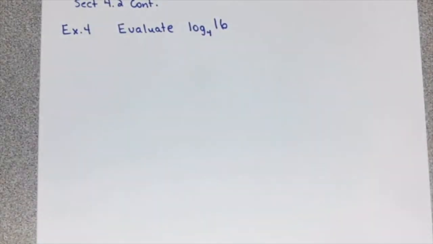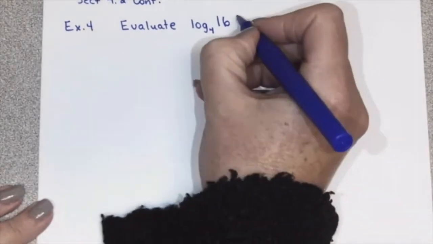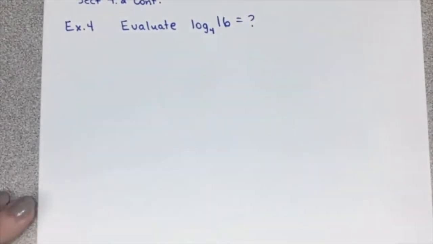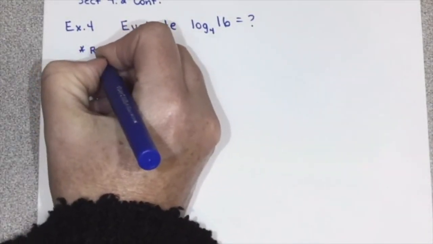So I'm kind of exaggerating the size of the 16 there because I want to really accentuate that you're supposed to be writing the 4 tiny. The log and the 16 are normal size. Okay, so notice that I'm asking you to find the answer here. Okay, and what did I say the answer to a logarithm in general always was?